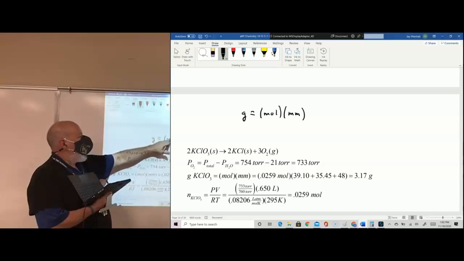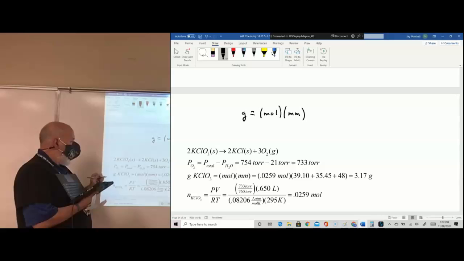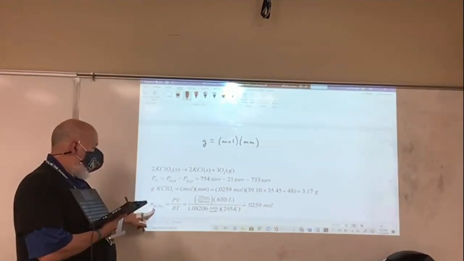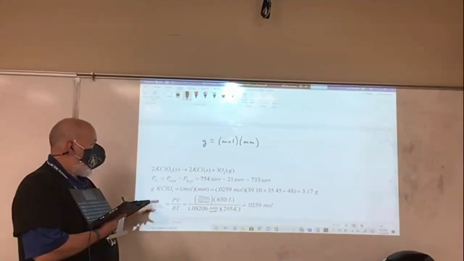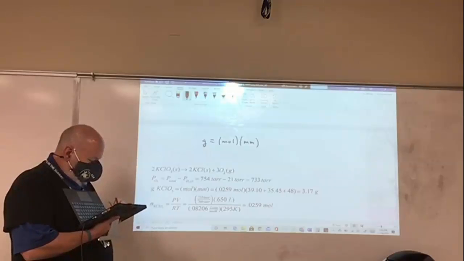So if you write that down, you don't even have to think. You go, oh, I need to find the number of moles of KClO3. Okay, and here's where I screwed up. I want to find the number of moles of KClO3.